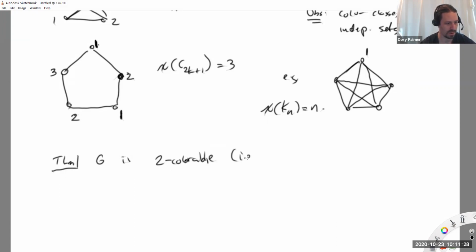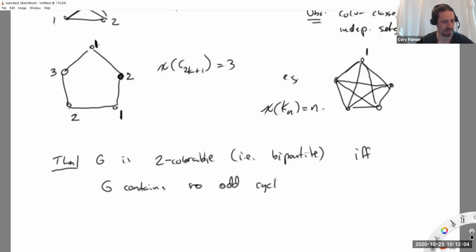Colorable. In other words, bipartite. Right? Being bipartite and being two colorable are equivalent to each other. A bipartition of a graph is splitting it up into two classes so that no edge is inside of a class, so that all edges go between the two classes. That's two colorable. That's saying, oh, class one is color one, class two is color two. That's the equivalent notions here. If and only if G contains no odd cycle subgraph.